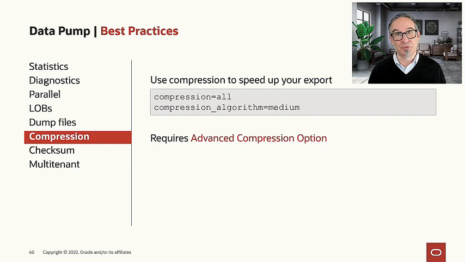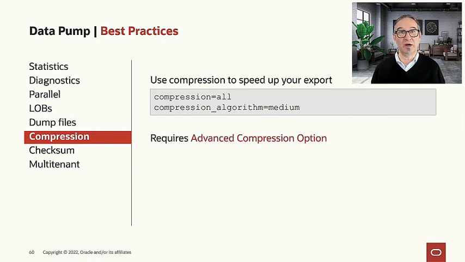Then use compression if you have the advanced compression option. That's the small caveat here. You can decrease the size of a dump file significantly. You can speed up your export dramatically in some cases for certain types. But as soon as you say compression equals all, then in DBA feature usage statistics, the counter will tick up and your database will be marked to have used the advanced compression option.